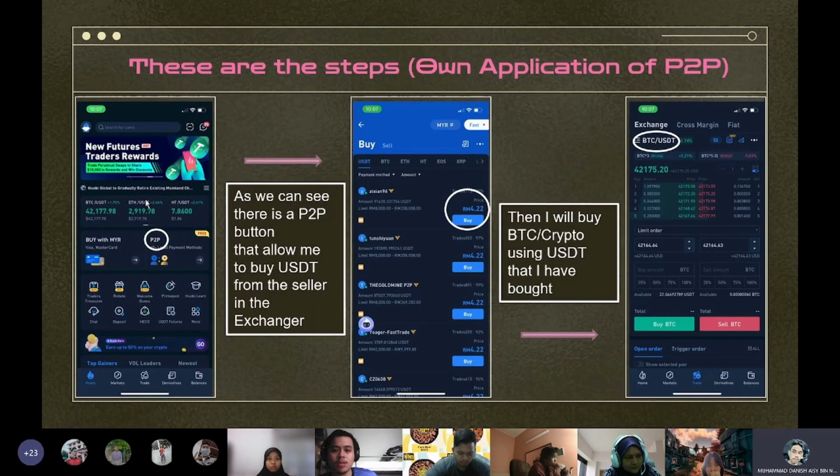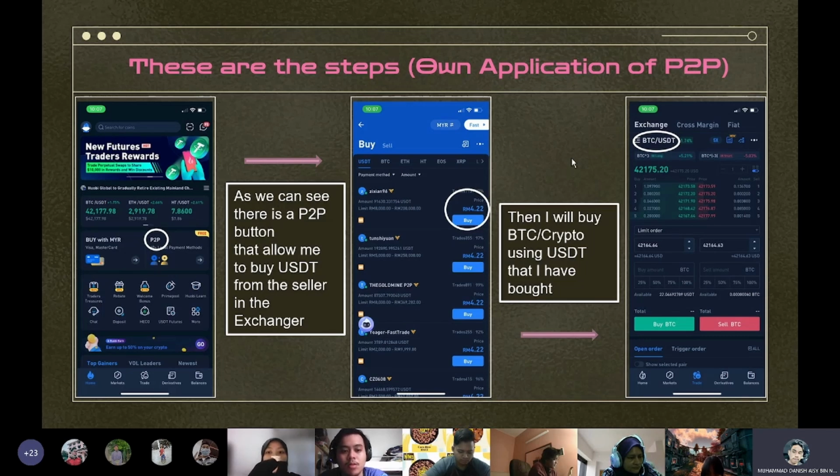So this is my own application of P2P. This is a hobby application, the exchanger where we can buy and sell our crypto. As you can see, there is a P2P button that allows me to buy USDT. USDT is like money: in Malaysia we use MYR to buy things, but in crypto we need to use USDT to buy the coin that we want. It allows me to buy USDT from the sellers in the exchange. You can see in the middle there are a lot of sellers, so we can choose the seller.